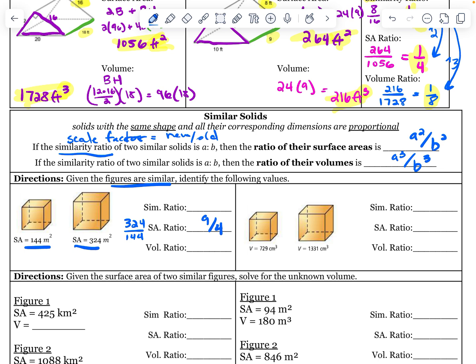I have to always go back to my OG. I need to go back to one length, to one dimension before I can move on to volume. So how do you undo squared? Square root. That similarity ratio is going to be 3 over 2. The square root of 9 is 3. The square root of 4 is 2.